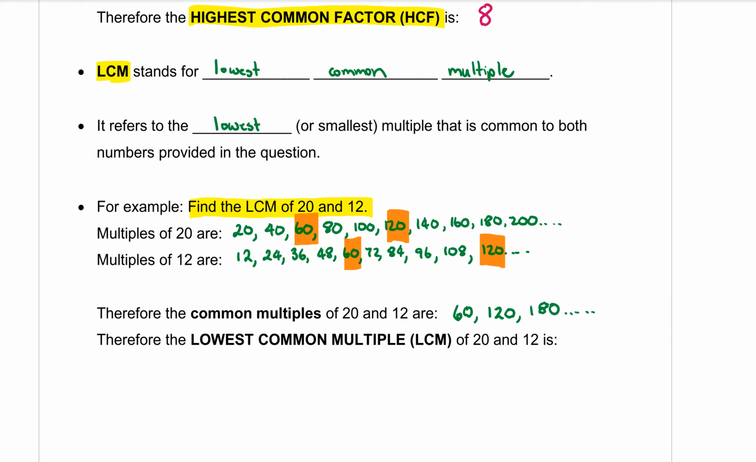But when we're looking at multiples, we're always after the lowest common multiple, okay, the lowest number. So in this case, that is going to be the 60, the lowest common multiple. So when you're doing this, you don't need to make huge long lists. You just need to go until you find one number that is common to both of them.